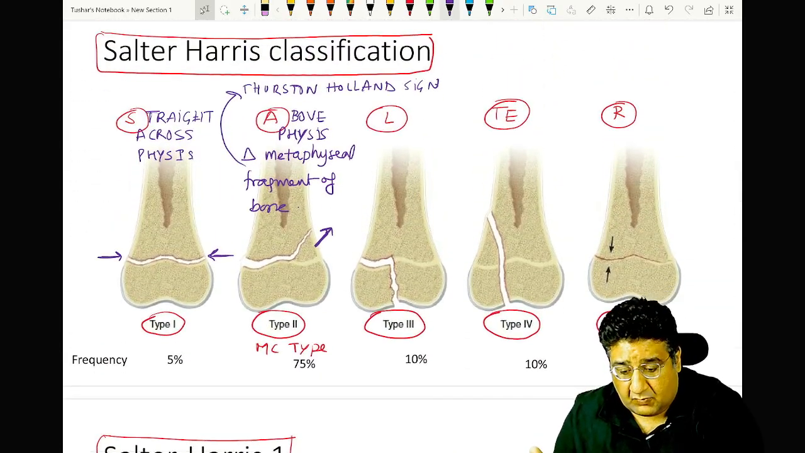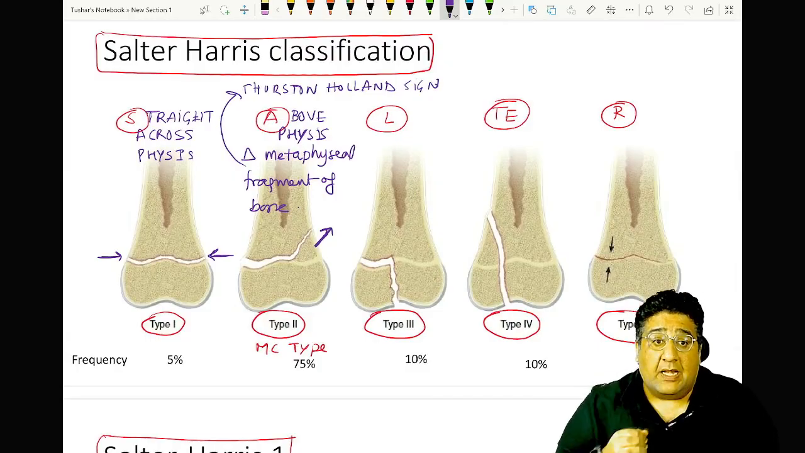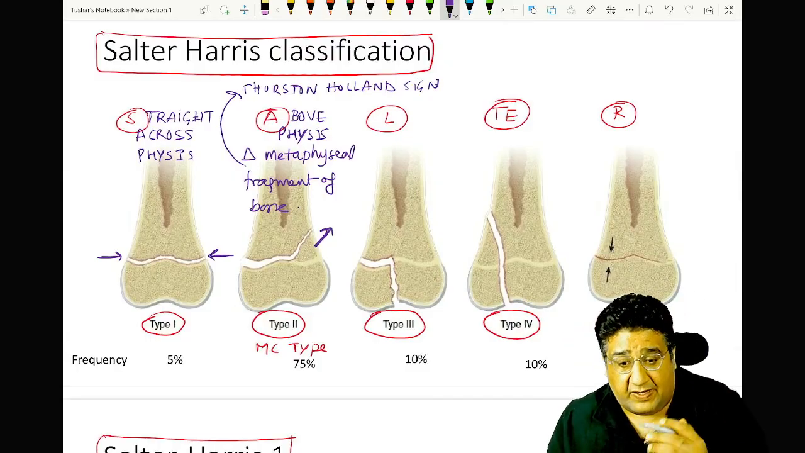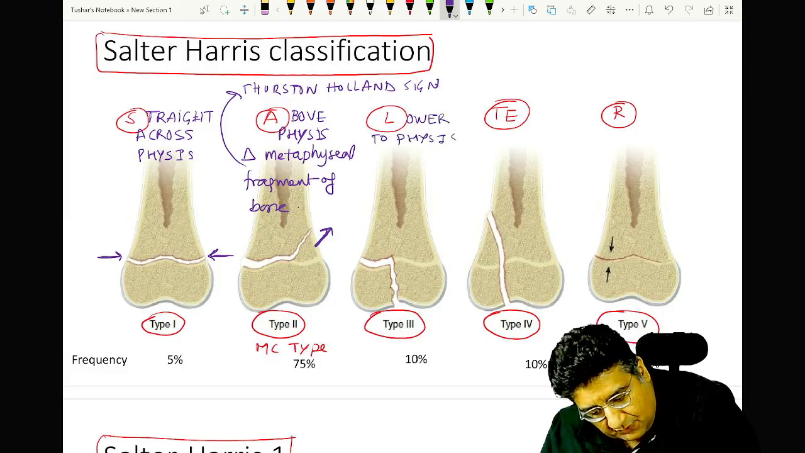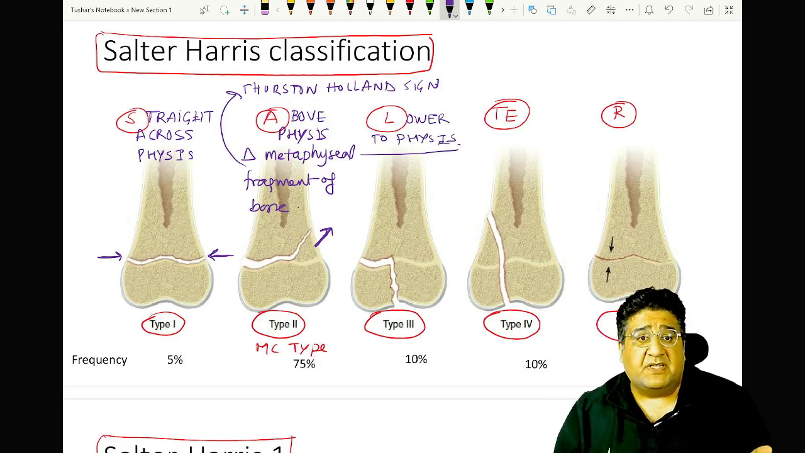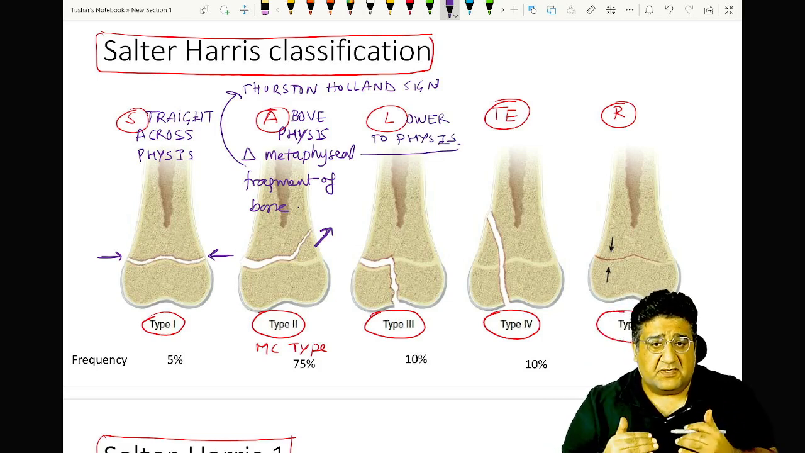Now imagine, what do you mean by type 3? L, L, L, L. What do you mean by L? If A is above, L is lower. So it is lower to the physis. Now, can you tell me what is lower to the physis? Epiphysis. What is lower to the physis is the epiphysis.